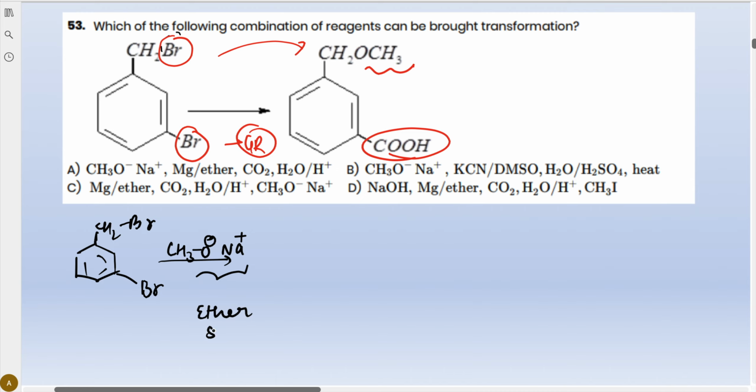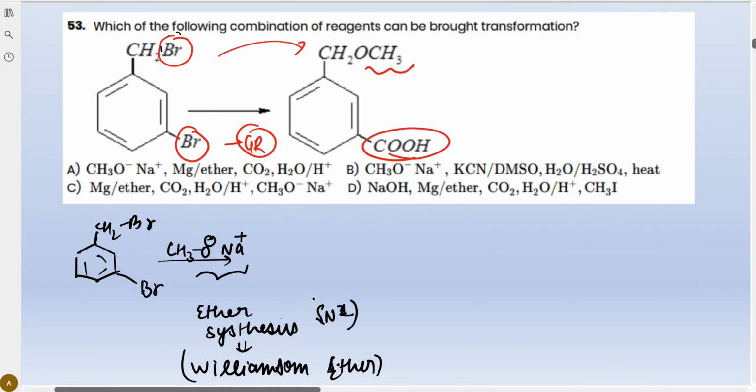For ether synthesis there is one reaction called Williamson synthesis, ether synthesis. So this is an example of SN2 mechanism. Or here it is SN1 because Br is going from a benzylic carbon. So here oxygen has to come and Br has to go.